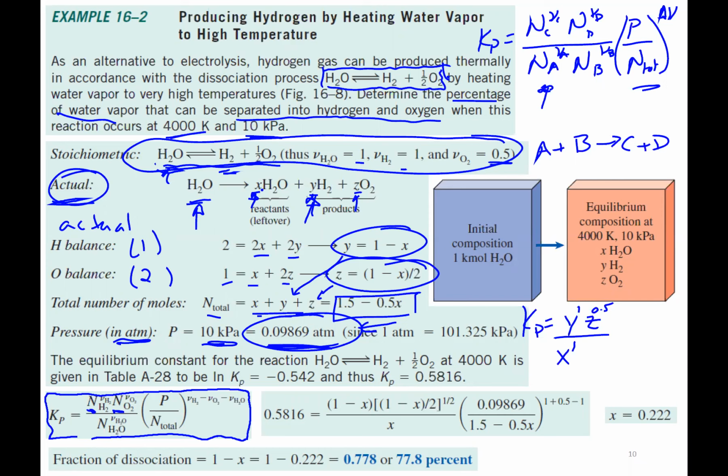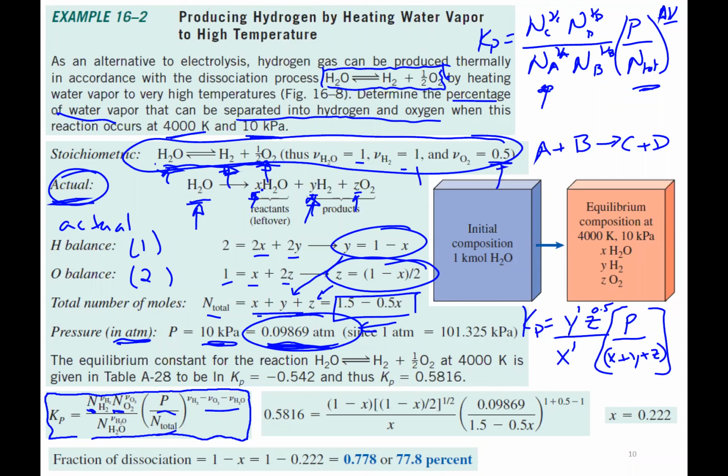Okay, and then you have pressure, which is this value, but I'm just going to leave it as P because I'm running out of room. And then you have N total, right? N total, that's X plus Y plus Z. And then this is all raised to the change in stoichiometric coefficient, and that's just your products minus reactants. So you have, I ran out of room, but you have hydrogen and oxygen, so you have 1 plus 0.5.